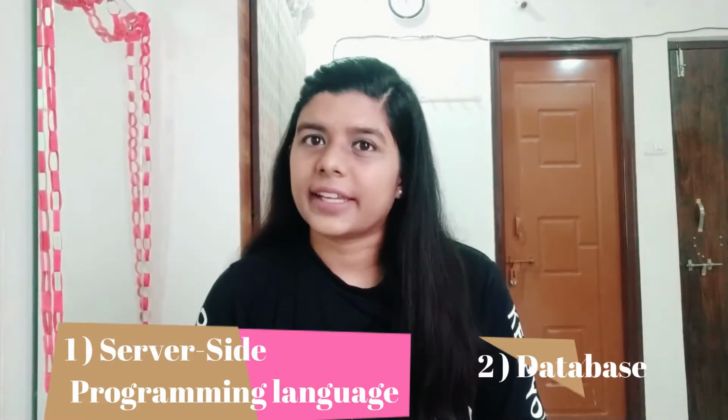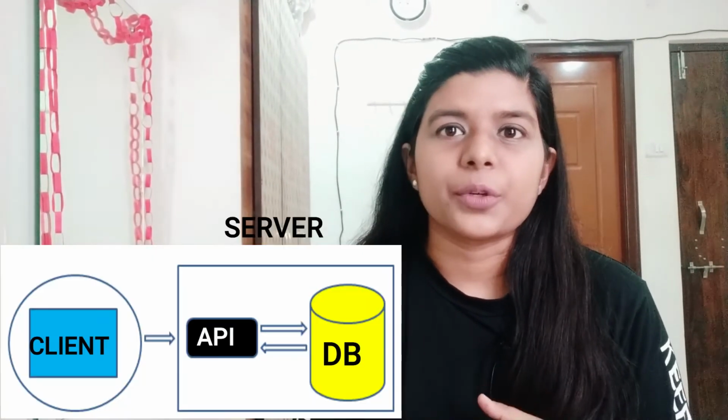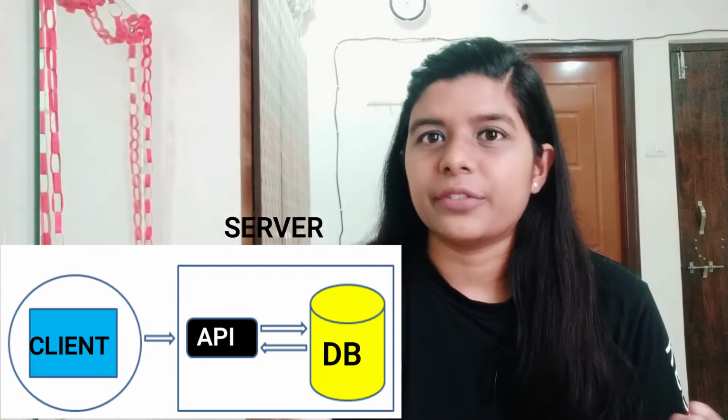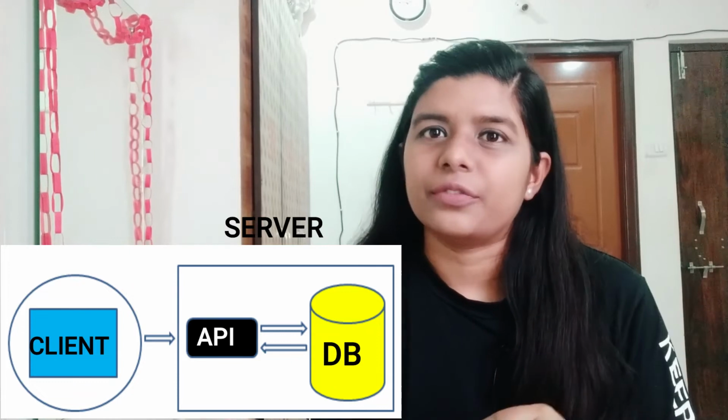Moving on to the technologies involved, backend development usually has two components. First is a server-side programming language and second is a database. The server-side language is used to build an API, that is application program interface, that acts as a bridge for data flow between the database and the front end of the application. Some of the popular programming languages used for backend development are Node.js, Python, PHP, Java, C#.